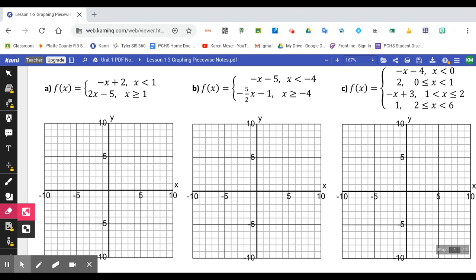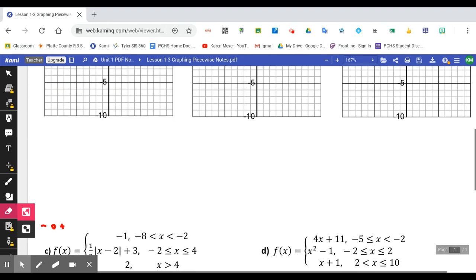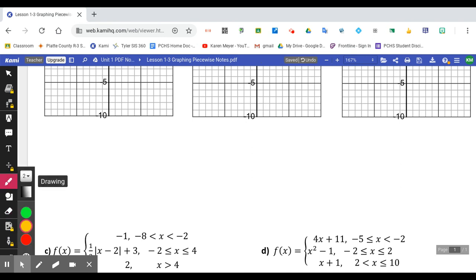So to help us do that, I'm going to make a t-table for each one. So I'm going to start with the top one. X is less than 1. So when I make my little t-table here, I'm going to start with the number that's in the restriction, which is 1. And then I'm going to choose numbers that are less than 1. And less than 1 is 0, -1, -2, etc.